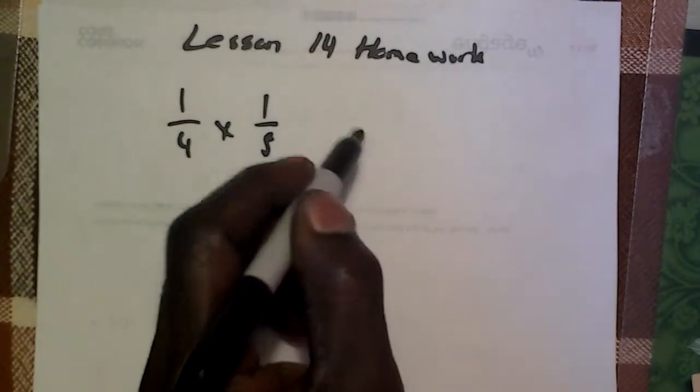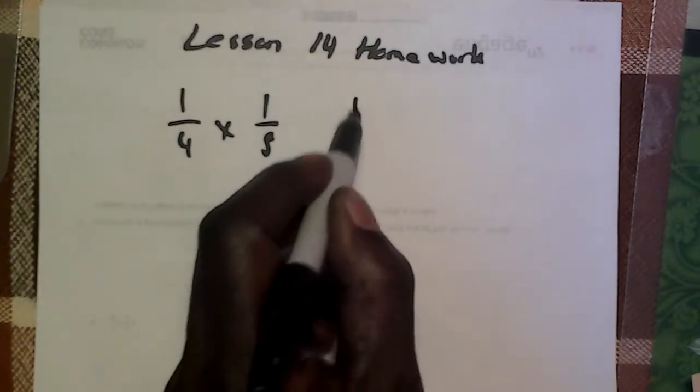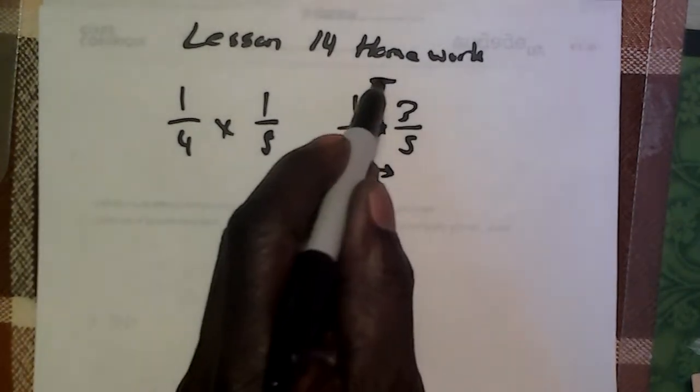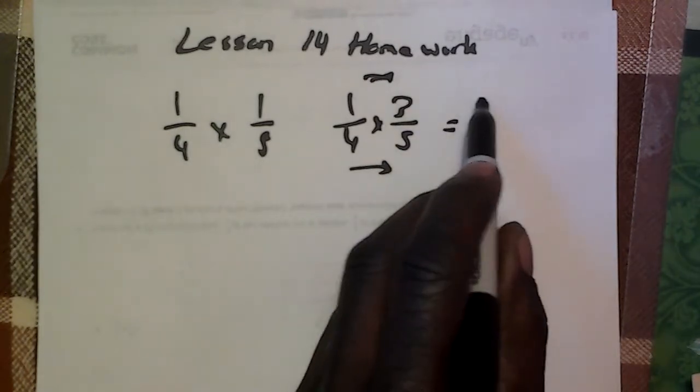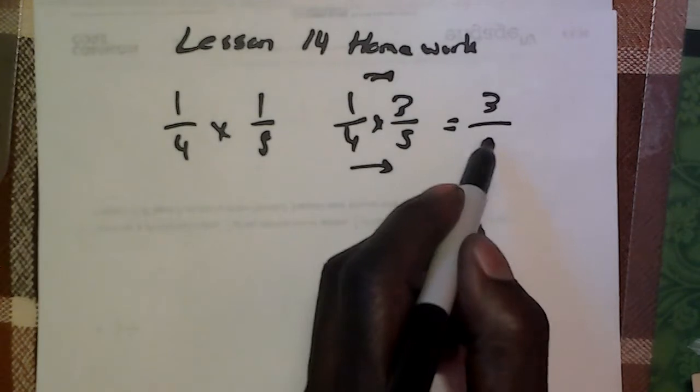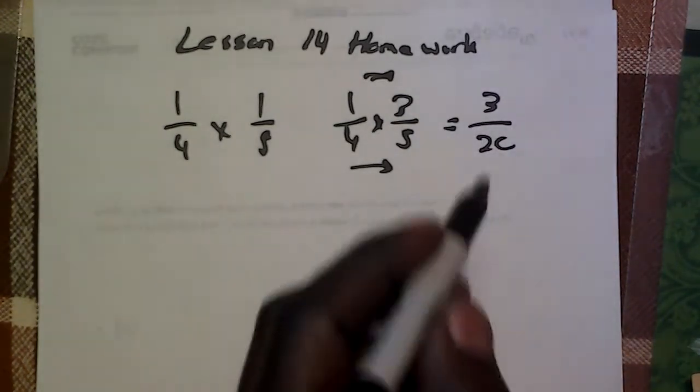So today we're doing non-unit fractions times unit fractions. Yesterday we did unit fractions, like 1/4 times 1/5, right? But today we're doing 1/4 times 3/5, okay? Same thing, we still multiply across to get the answer. So that'd be 1 times 3 is 3, and 4 times 5 is 20. So we have 3/20, yeah?